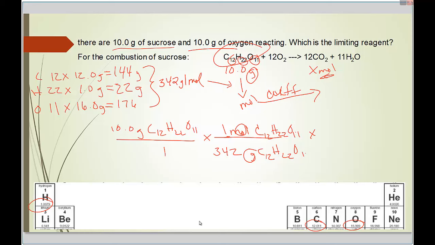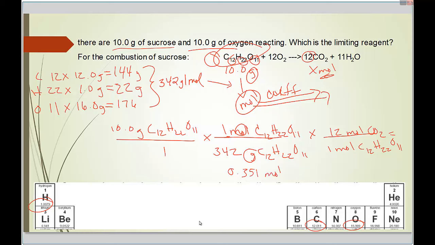Okay, so now that we're in moles of C12H22O11, I'm going to use the coefficients to get to moles of the other. So up here we have 1 mole and we are going to 12. So 10 divided by 342 times 12, that comes out to be 0.351 moles CO2.